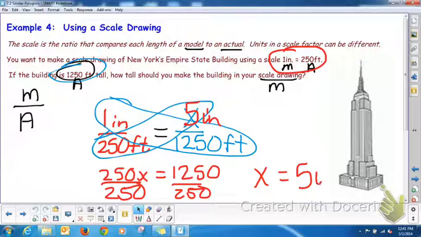and what's on top? Inches. When you plug it in and cross multiply, you should get the same product. So if you were drawing a model of the Empire State Building and you were using a scale of 1 inch is 250 feet, then your model would be 5 inches tall. We'll practice this more tomorrow. Be ready for the notes quiz.